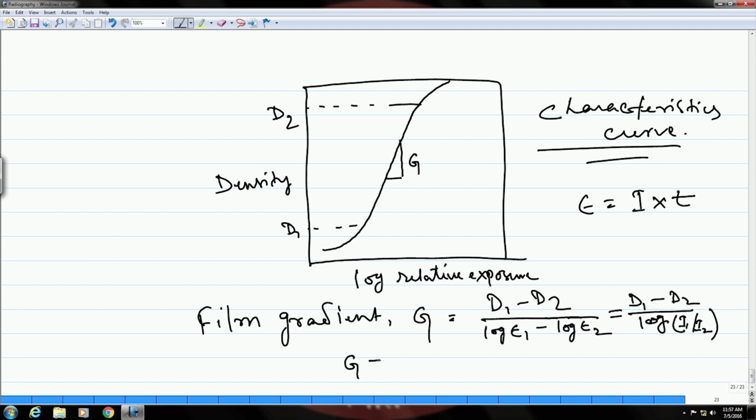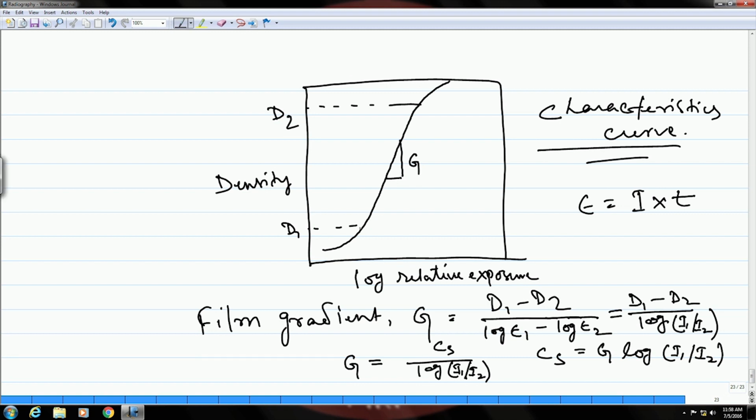Therefore, G can be written in terms of the contrast C s in this fashion, or C s can be written in this fashion in terms of G. Okay. So, this is a very important parameter for a film. For a good quality image, you need a high gradient.